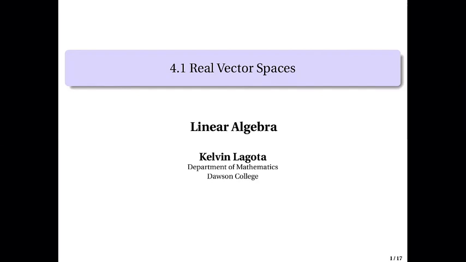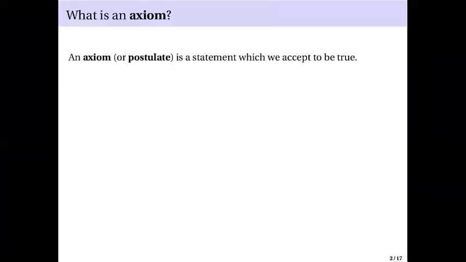So starting today, we will generalize the concept. Okay, so let us start with this question. What is an axiom? An axiom or postulate is a statement which we accept to be true, okay? From this axiom, we construct a mathematical system or structure, okay?